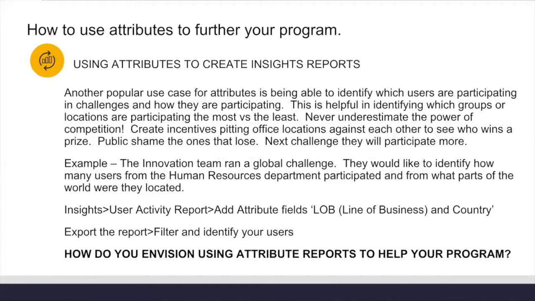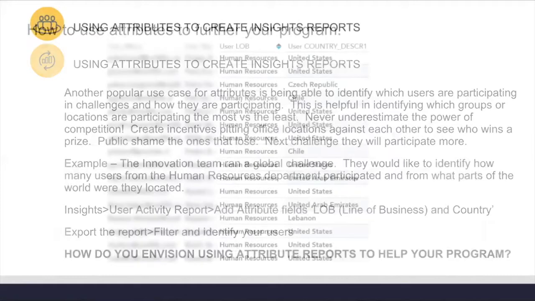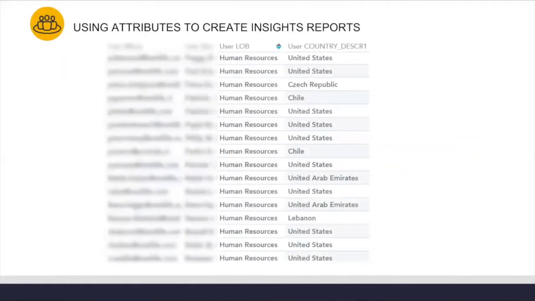And then by exporting the report, we'll be able to filter and identify the users that you are looking for. So this is referring to the report that we're talking about. We've added in the line of business as well as the country description. So on this user activity report, we can now see who from human resources participated, as well as what their location of country was when they were participating in the challenge.